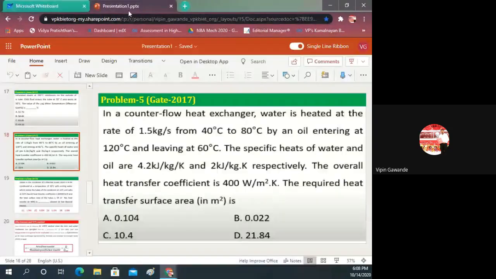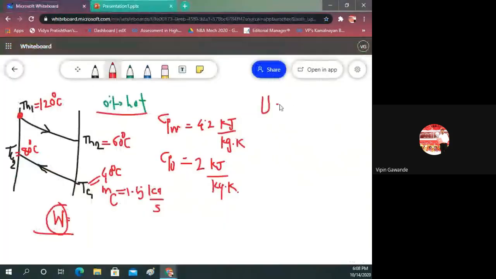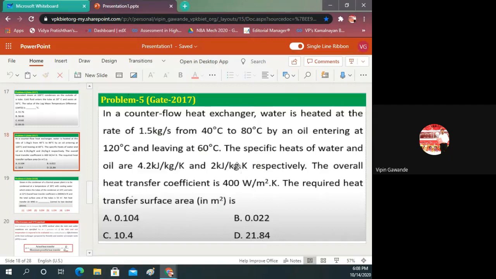The overall heat transfer coefficient U is given as 400 watt per meter square Kelvin. You have to remember here that these are kilojoule and this is watt. So either we have to convert this or this. We'll decide that after.